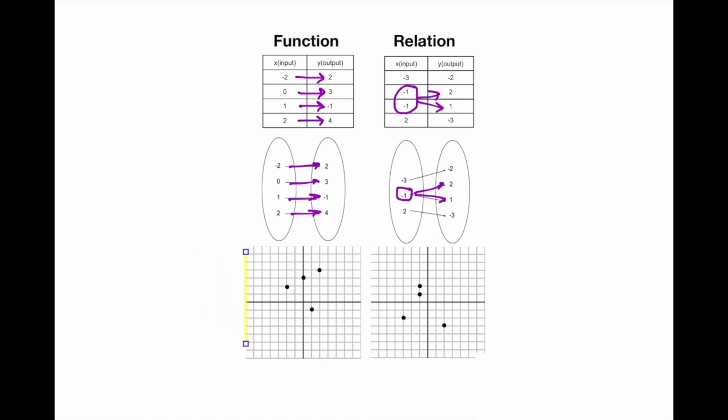Looking at the function graph, using the vertical line test, we can see that there's only 1 point on the vertical line at a time. But when you look at the relation graph, you can see that there are 2 points on the vertical line at the same time. That's that -1, 2 and the -1, 1.